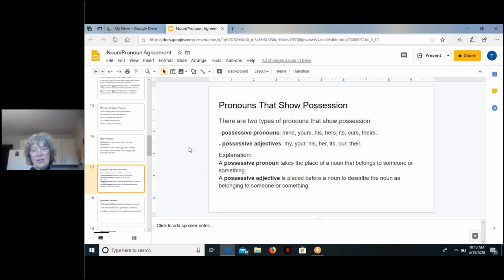Pronouns that show possession. There are two types of pronouns that show possession. The first of these is a possessive pronoun, and it takes the place of the noun that belongs to someone or something. There's a noun that belongs to me. This pronoun is going to take the place of that. A possessive adjective is a pronoun that shows possession. It may show ownership, and it describes the noun as belonging to someone or something.